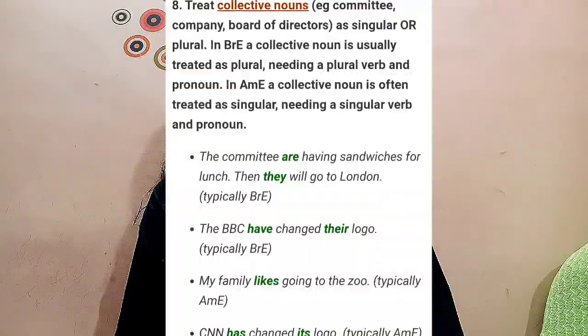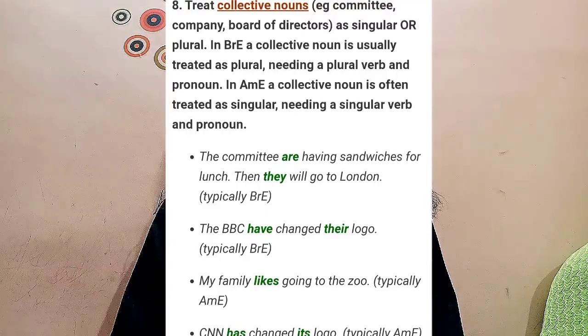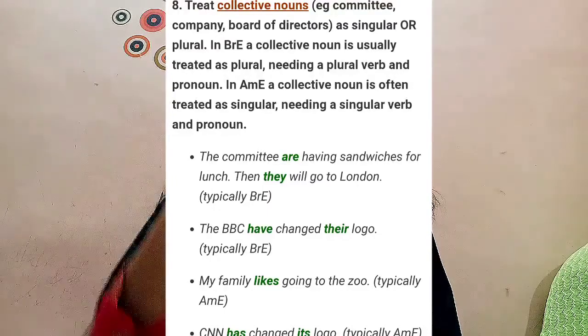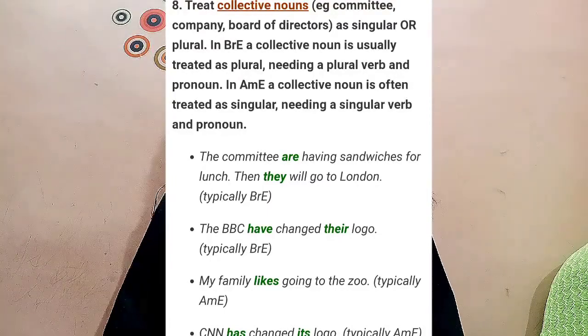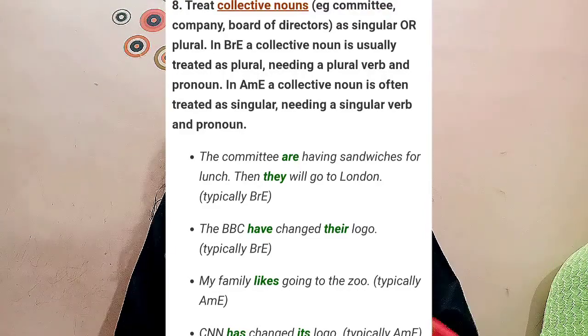What are collective nouns? Collective nouns are nothing but a group of people or a group of substances which we always treat as collective or together. So here we will treat a collective noun as either singular or plural. Like if I say that the committee are having sandwiches for lunch, this means the committee consists of many members, not only one member. The committee may contain 10 members, 5 members, more than 20 members, we don't know. But committee means it is more than one, this is for sure.